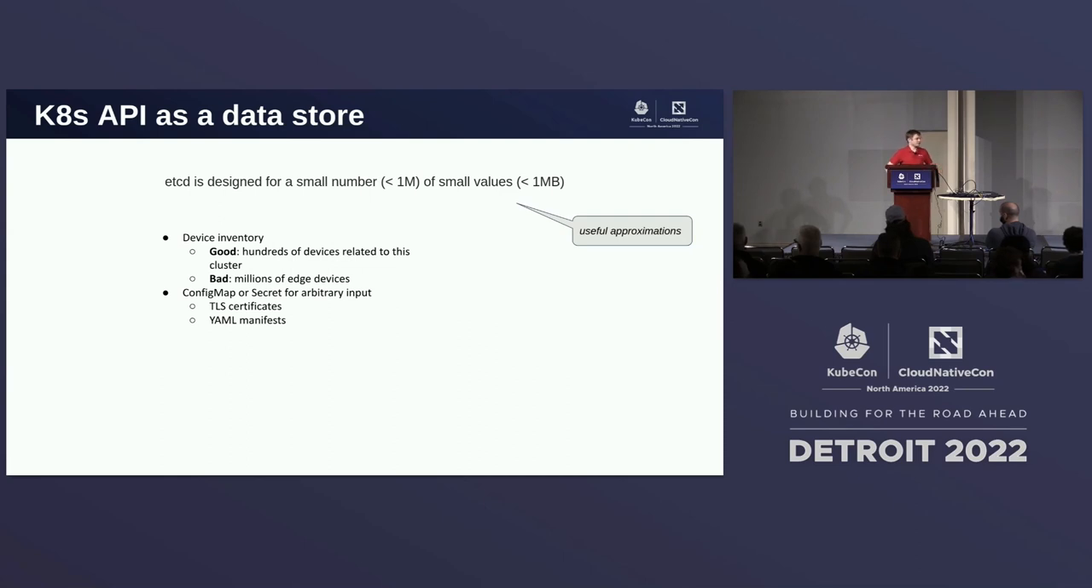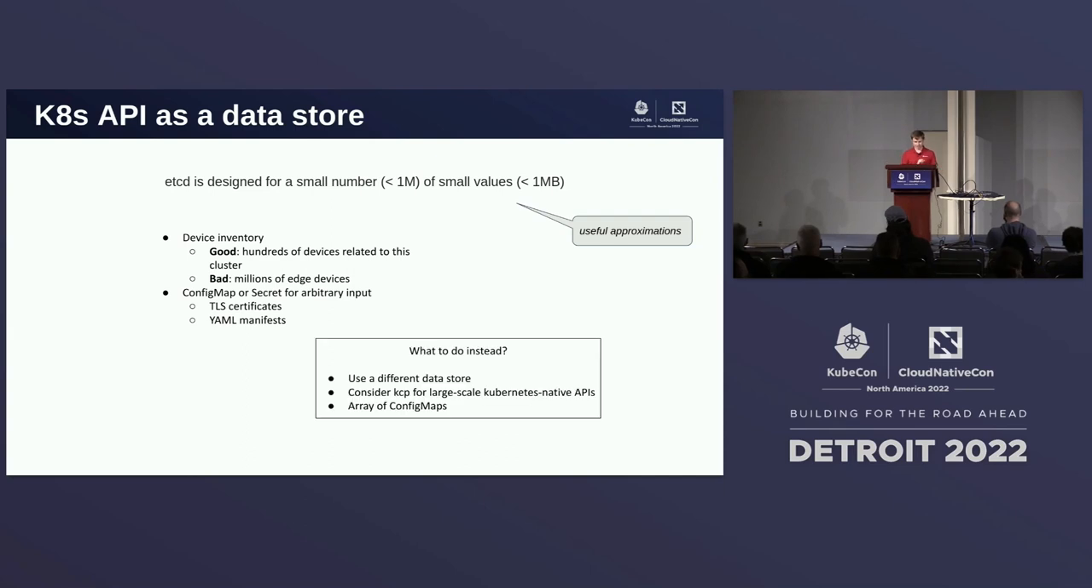And TLS certificates can be another one that occasionally, in some edge cases, can get you. It's easy to think, oh, certificates aren't that large. Well, until they are. You get somebody with a long chain of trust trying to put the whole chain into one secret, and things can get rough. So don't use the Kubernetes API as a data store is a best practice.